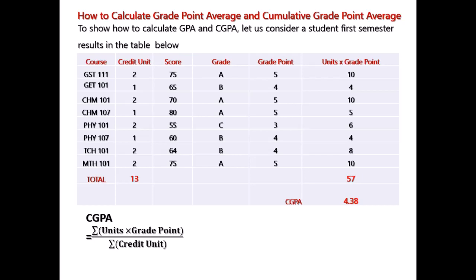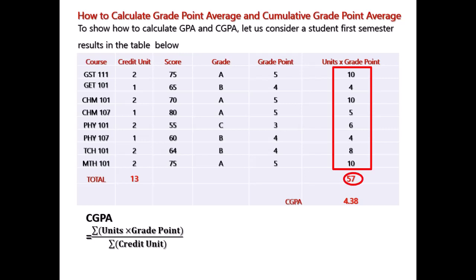Once you have that, obviously you will look at the last row. You will see the label total. So you are going to estimate the total credit unit for that semester. The total credit unit is the sum of all the credit units of each of the courses. If you look at the second column, credit unit, and add all the credit units together, it will total up to 13. And you will also come to the last column where you multiply unit by grade point. You are going to sum all the values together, and you will arrive at 57.